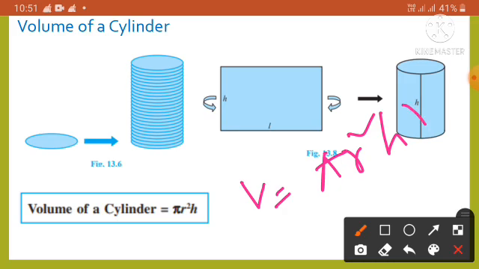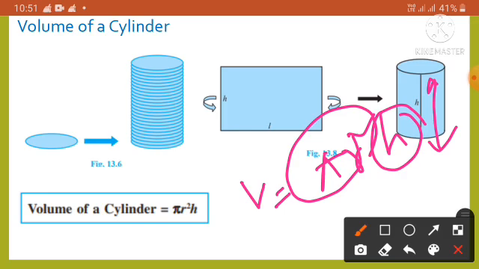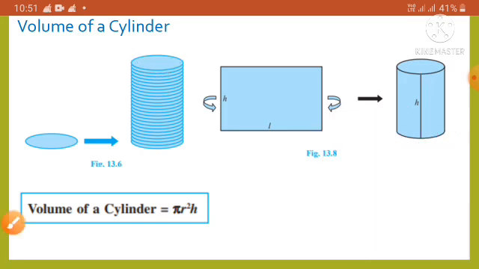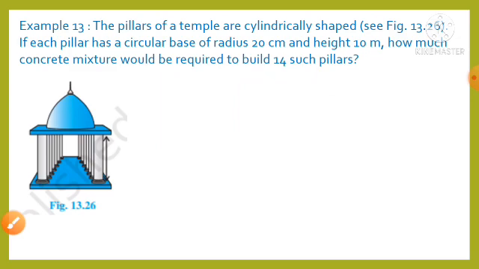Okay, where h is the height, and pi r square is the area of the circular base. Here it is the circular base. So the volume of the cylinder is pi r square h, where r is the base radius and h is the height of the cylinder. Okay, so we are taking the example.